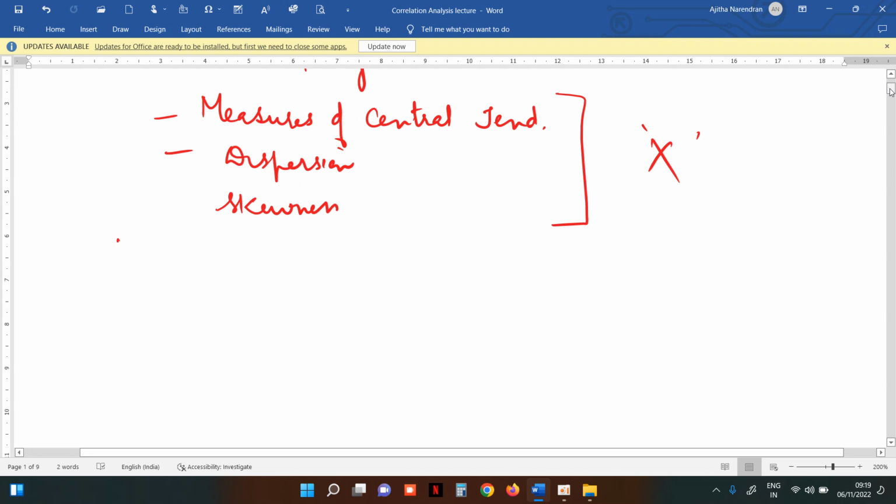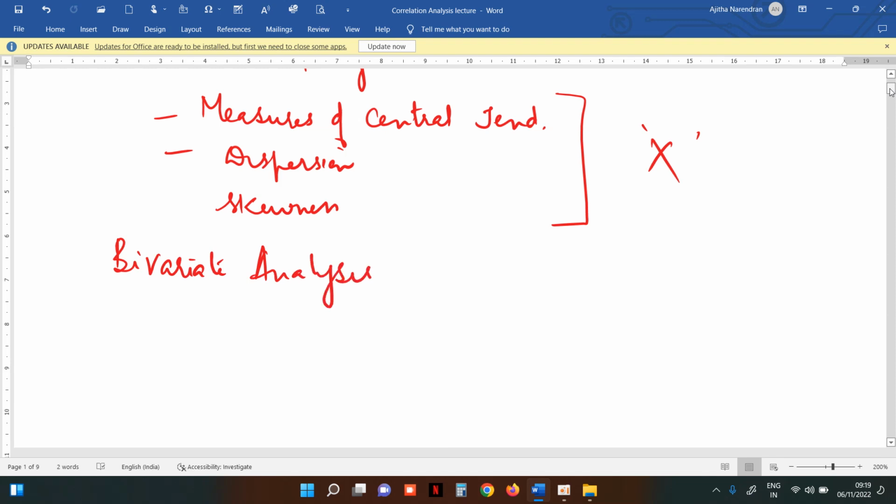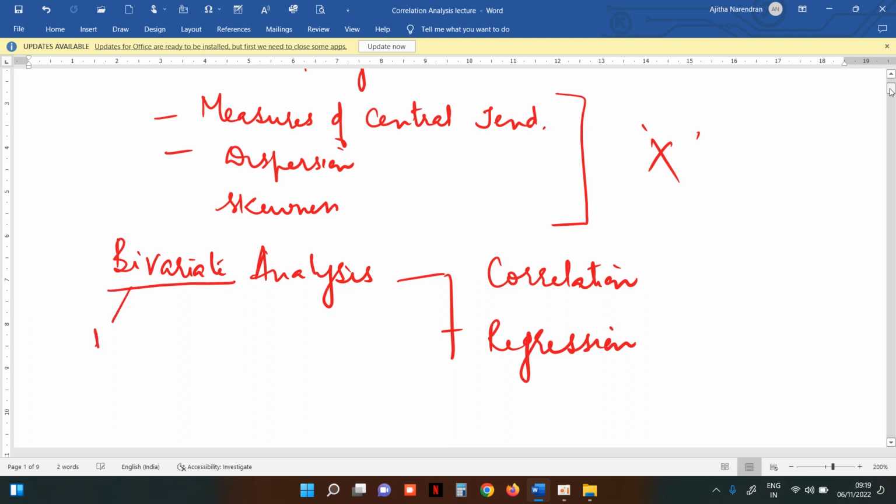Now we are going to see bivariate analysis. In this, we will be seeing two things: one is correlation and another one is regression. Bivariate means what? Bi means two, variate means variable. Here we will be using two variables, namely x and y.